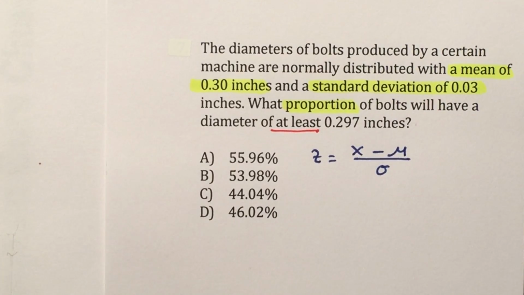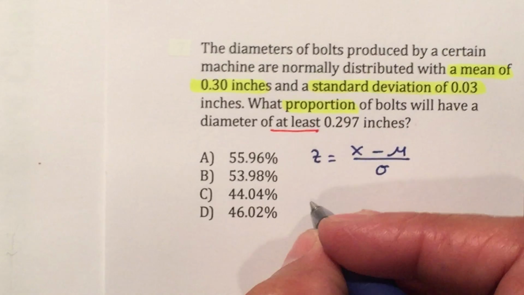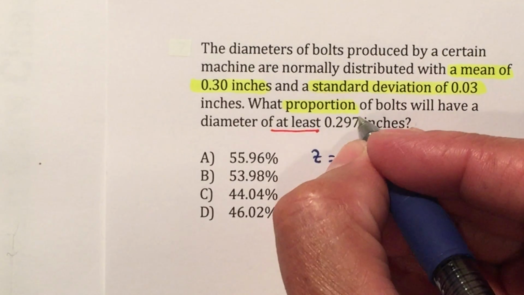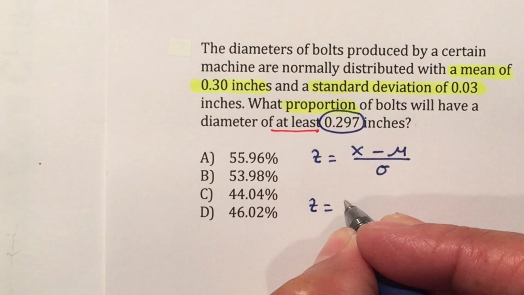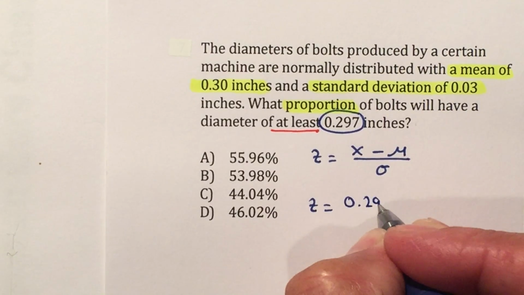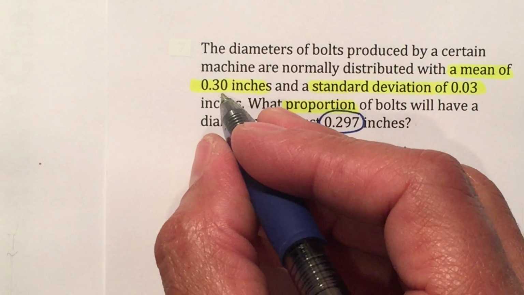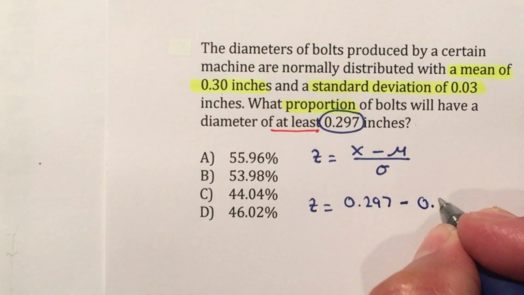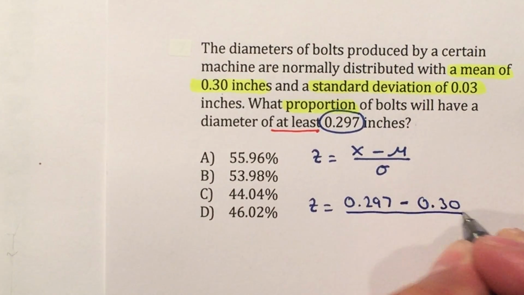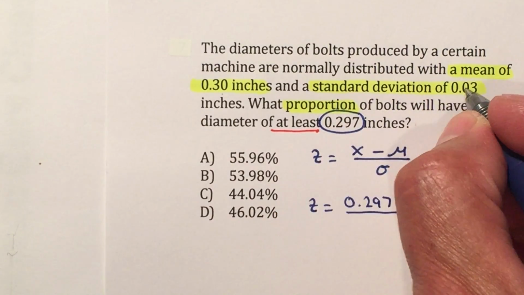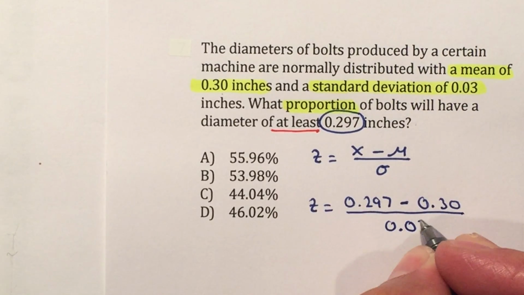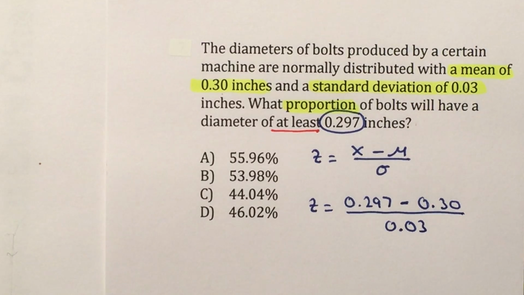Let's find the value of z. Z is equal to x, this is the value of x, 0.297, minus your mean, which is 0.30, divided by your standard deviation, which is 0.03. Careful with your decimal places, they're very close to each other.